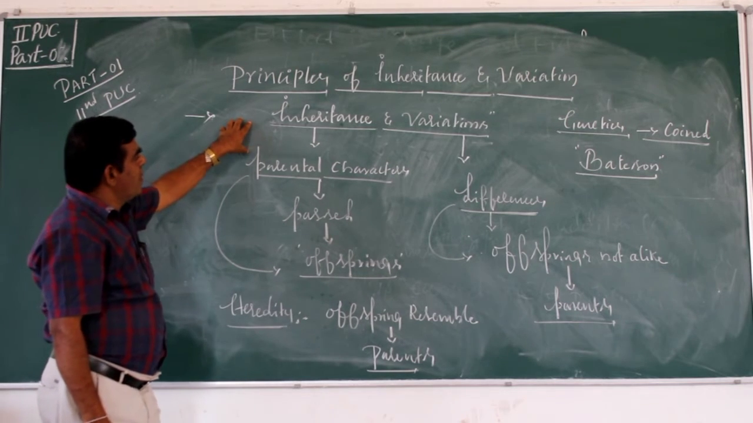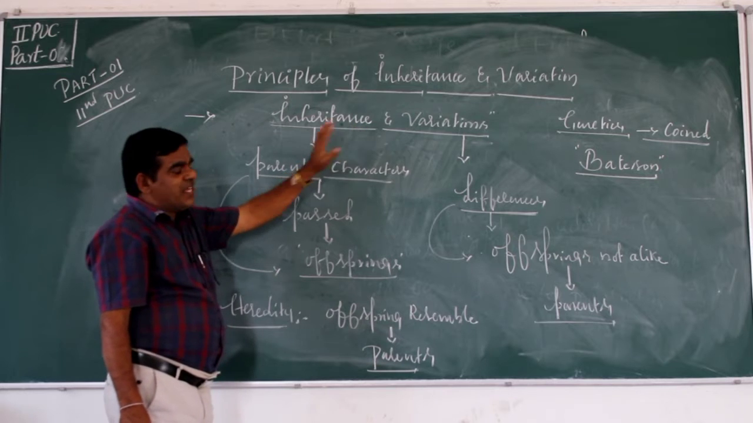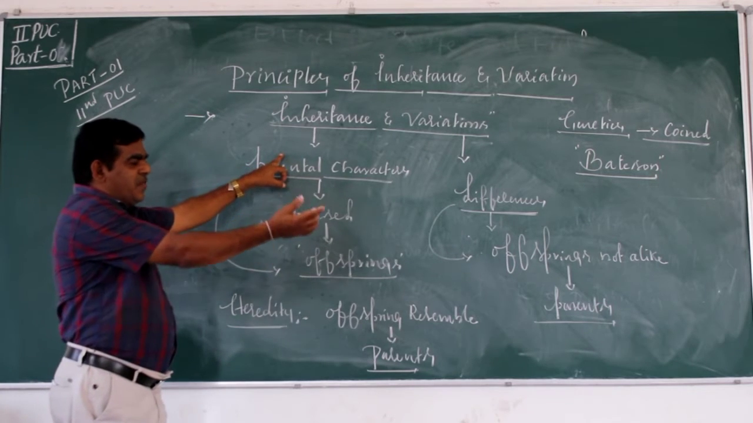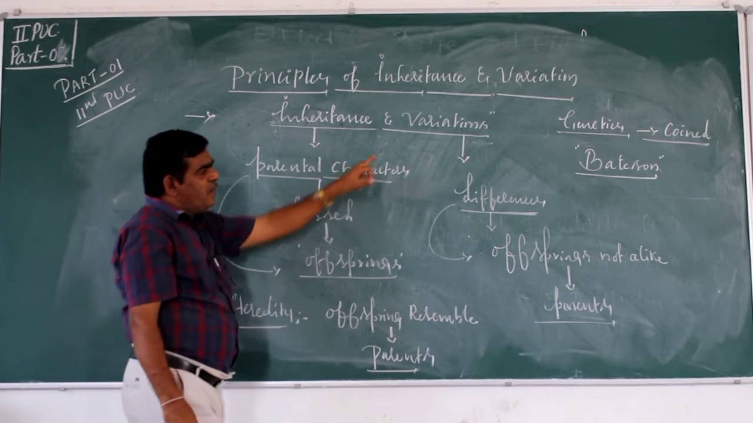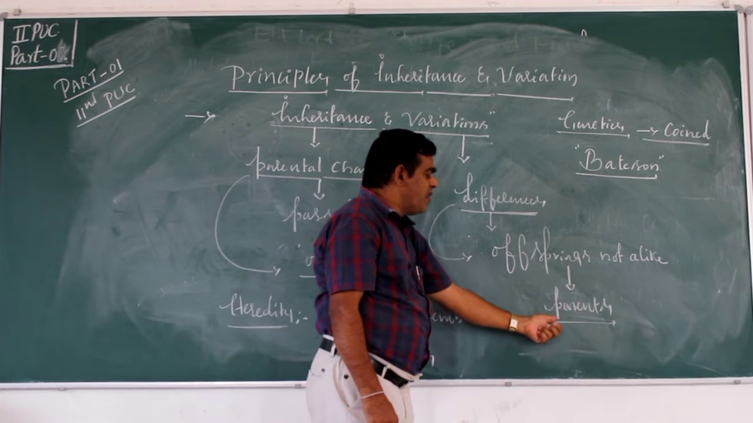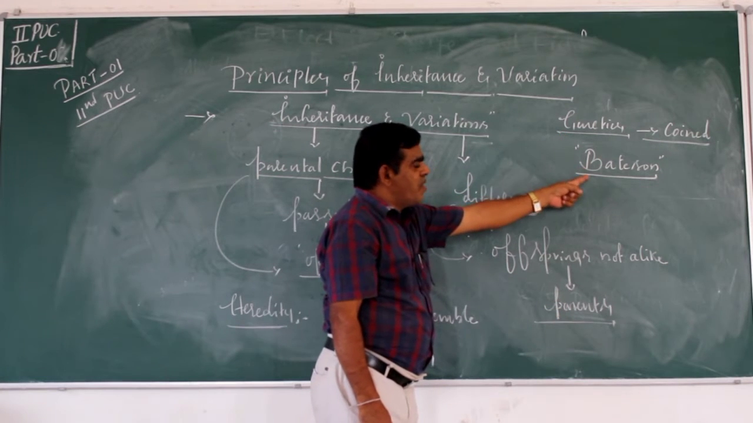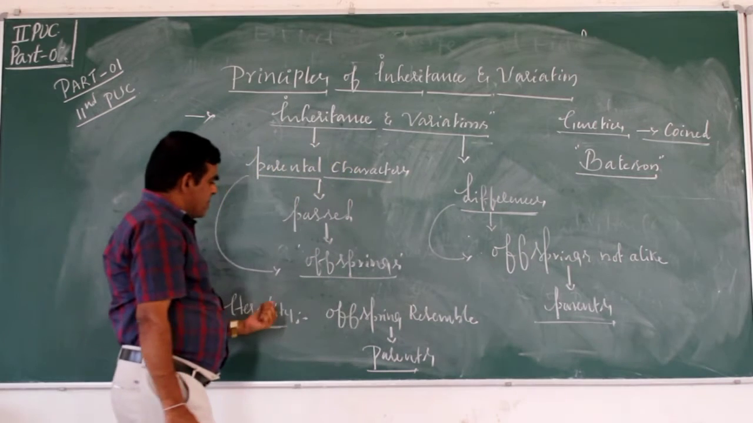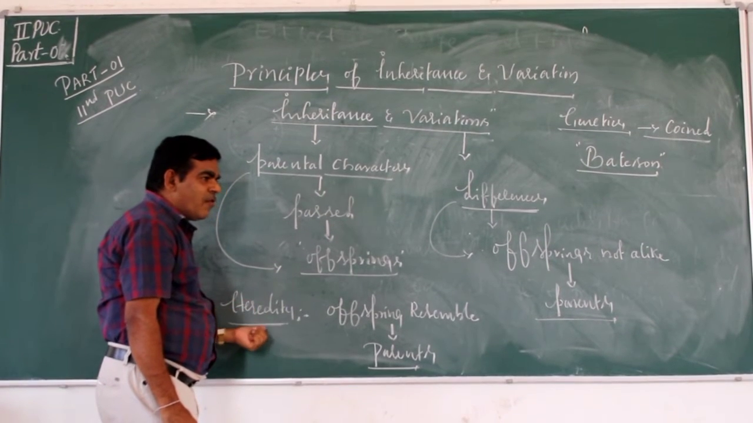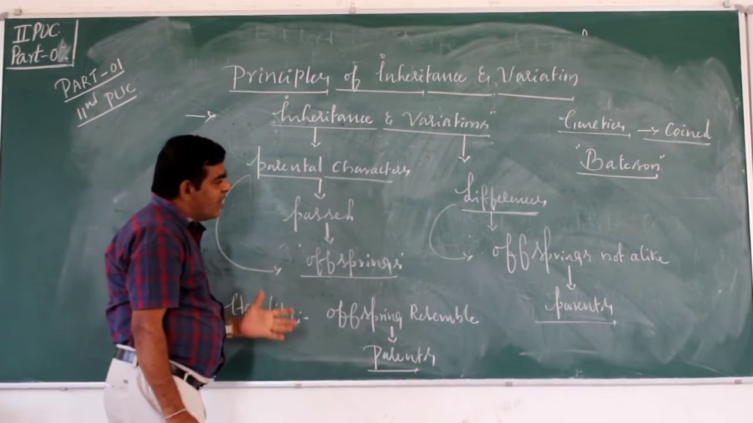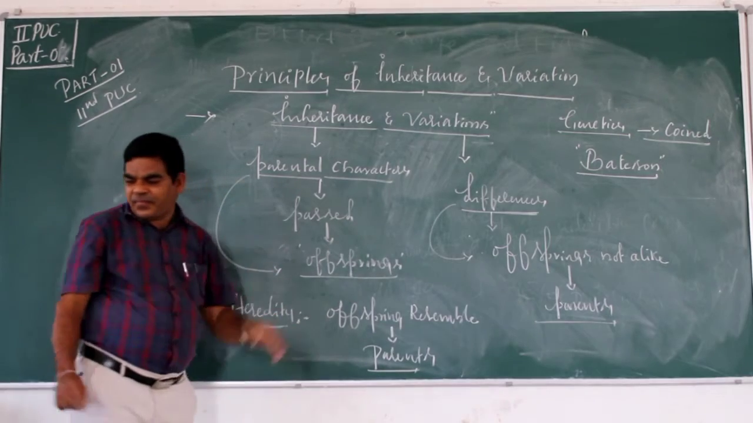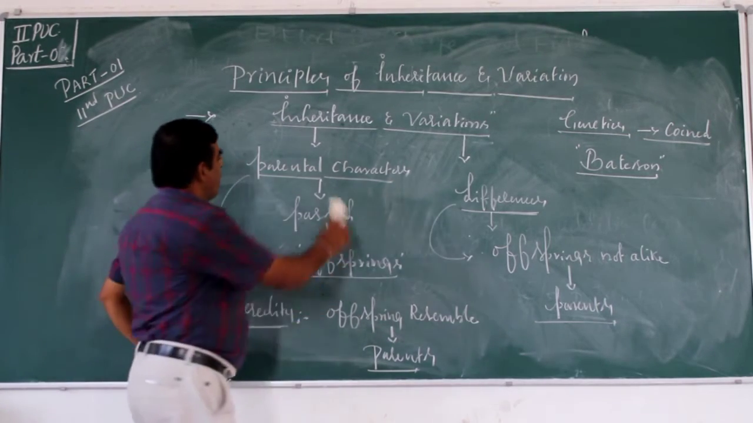So first, inheritance and variation. Inheritance is the transfer of parental characters to their offspring. Then variation means differences: not all offspring are alike to their parents. Next, the term genetics was coined by Bateson. Then heredity: the offspring resemble their parents. So, inheritance, variation, Bateson and heredity. Clear? So next concept, Mendel's principles.